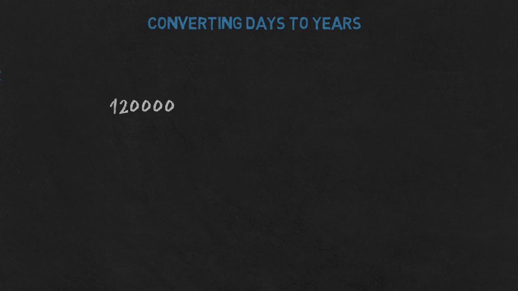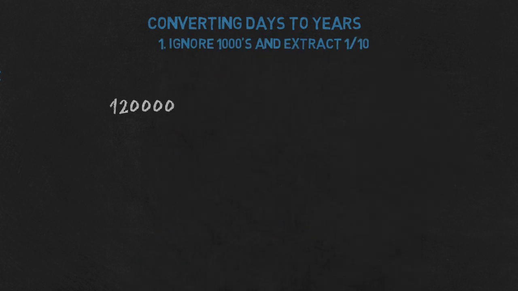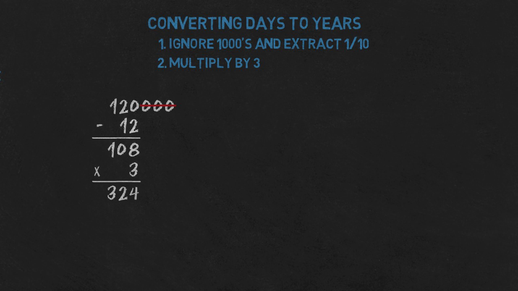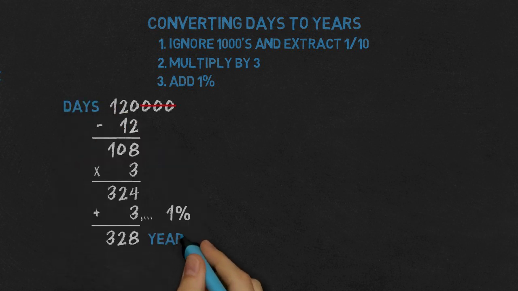120,000 days. How many years is it? Ignore thousands and now extract 1/10. So 120 minus 12 is 108. Now multiply it by 3, so we get 324. Finally, add 1% and round up. So we add 3 something, which rounded up gives us 328 years. So 120,000 days is around 328 years.